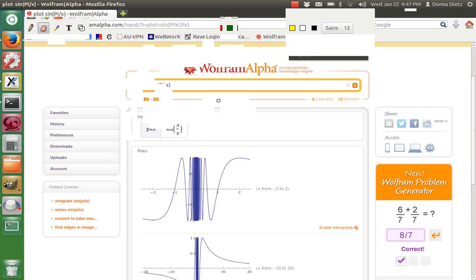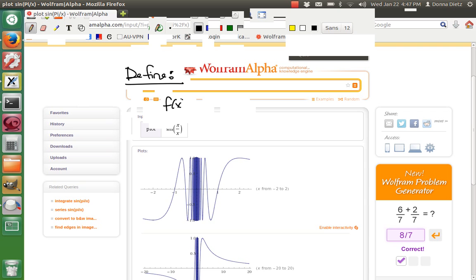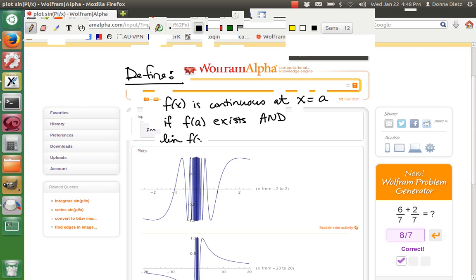Okay, so next we're going to try another, well, I'm going to give you a definition. Let me write it down. I'll talk and write at the same time. I want to define, okay, f of x is considered to be continuous at a point x equals a. I don't know why it's a, but it's always a. If f of a exists and the limit of f of x equals f of a, limit as x goes to a.